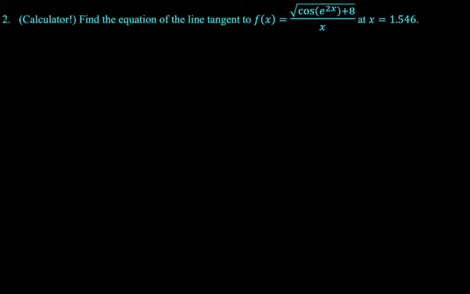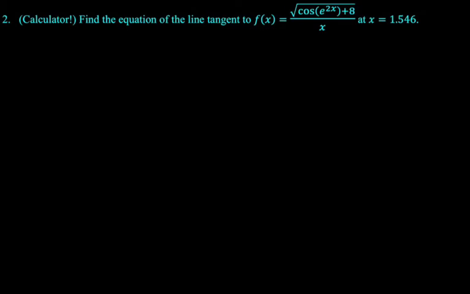I also think this would be a pretty fast problem set since I'm not showing the calculator. Find the equation of the line tangent to f of x equals the square root of cosine of e to the 2x, plus 8. Make sure that plus 8 does not end up inside the cosine. That would not be good. All over x, at x equals 1.546.